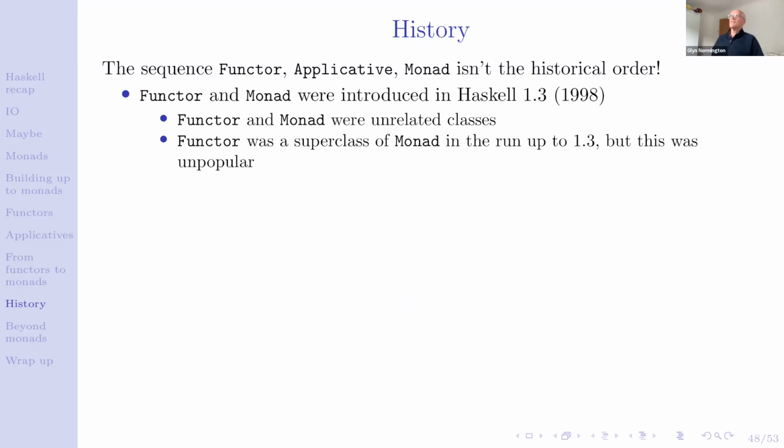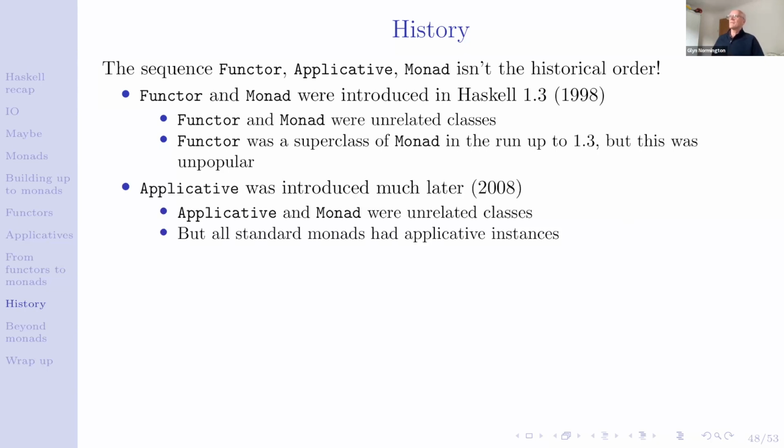Functor and monad first arrived in Haskell 1.3 in '98. And functor and monad were unrelated classes. There wasn't a subtype relationship between them. Functor was briefly a superclass of monad, which is what it is now, in the run-up to 1.3, but that was unpopular and it was dropped. So the community just didn't like that for some reason, because they didn't have the background at that stage.